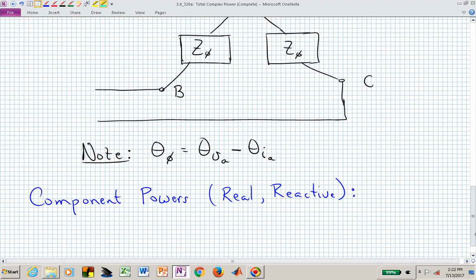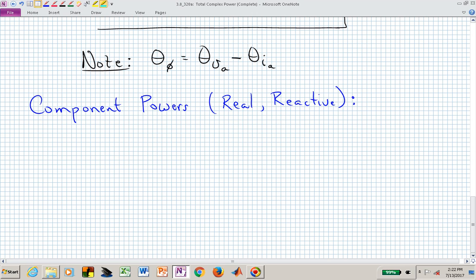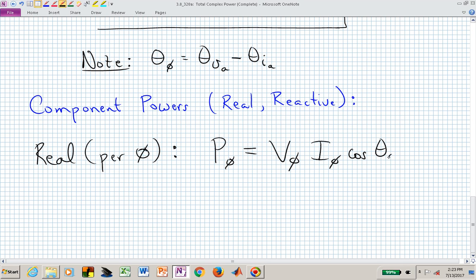So let's look at the component powers, real and reactive. If we wanted to look at the real power per a single phase, and here we're just focusing on the A phase, that would be, for the real power, the magnitude of the voltage times the magnitude of the current times the cosine of the angle of the impedance phasor, or the cosine of the difference between the voltage phasor and the current phasor.